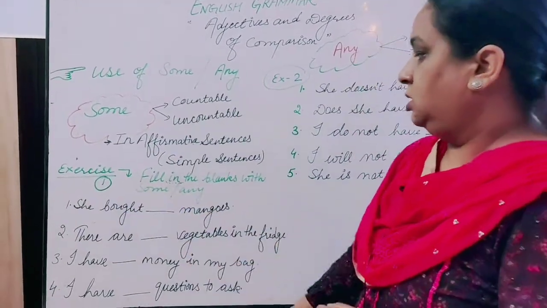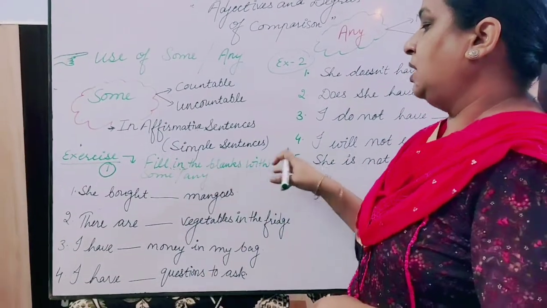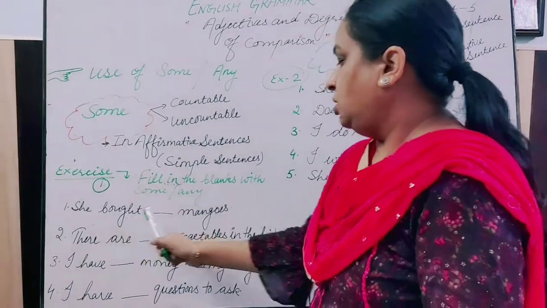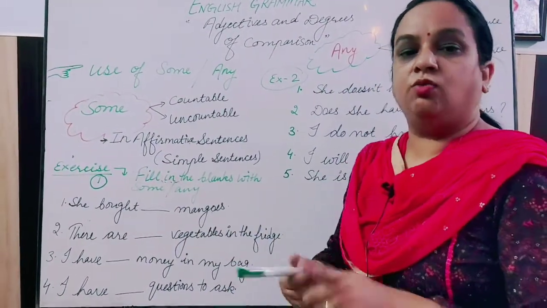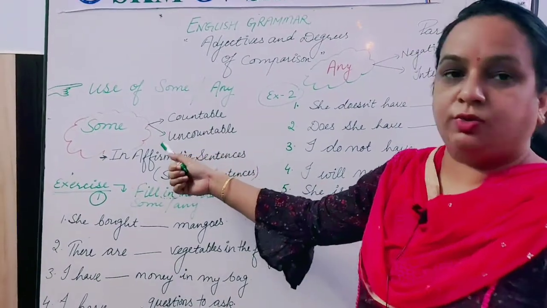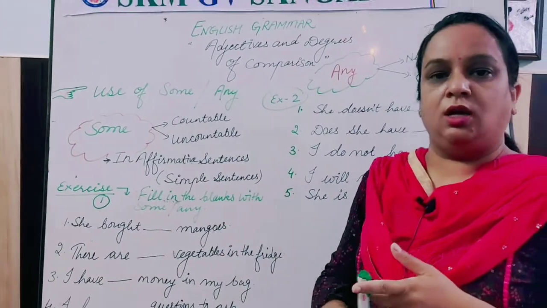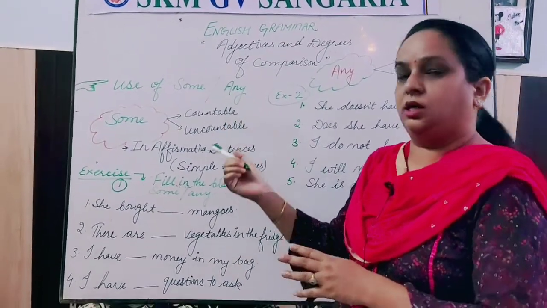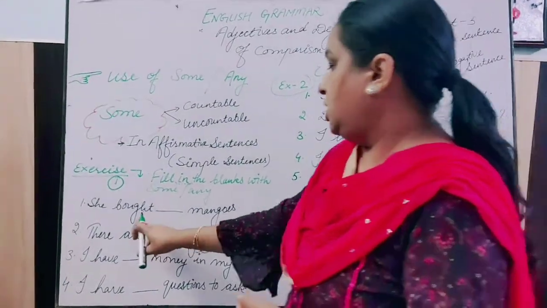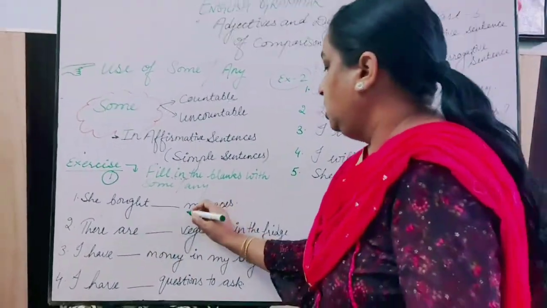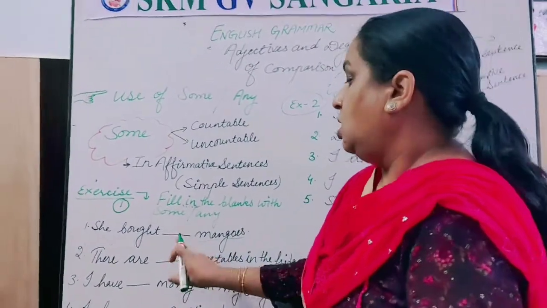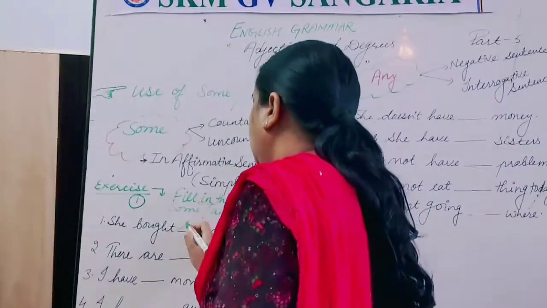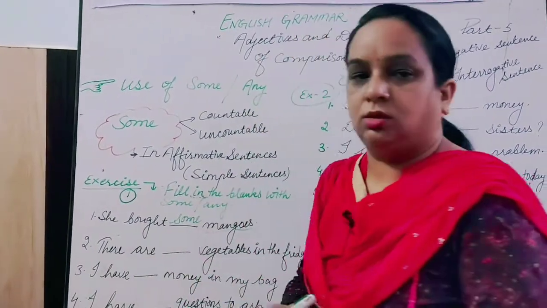Let's see the exercise. Exercise says fill in the blanks with some or any. So she bought dash mangoes. But let's remind what we have to keep in mind. Where we have to fill some, the sentence should be a statement or affirmative sentence, and with countable and uncountable we have to fill that. So she bought mangoes. Now what is the noun here? That is mangoes. And the sentence is affirmative. So what do you have to do? She bought some mangoes. Clear?